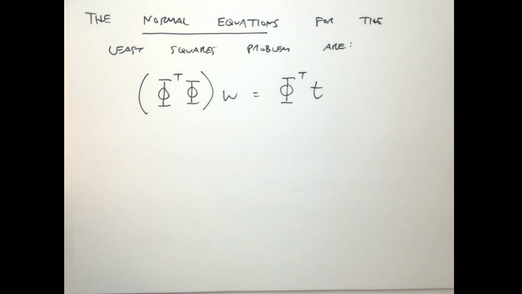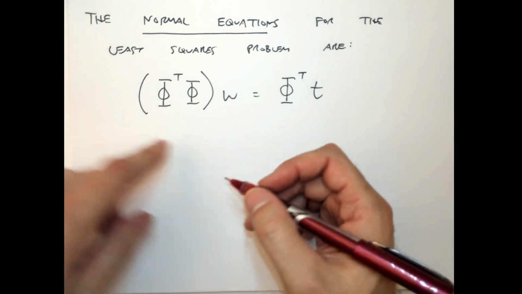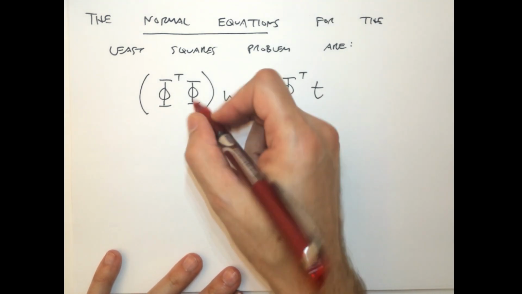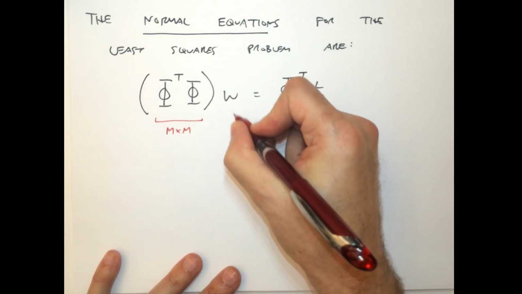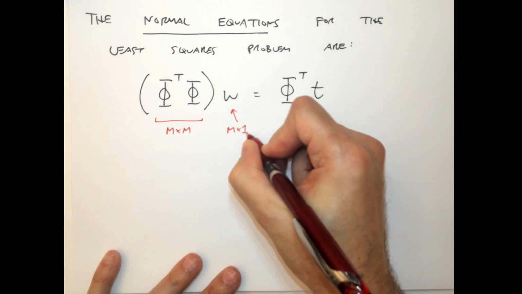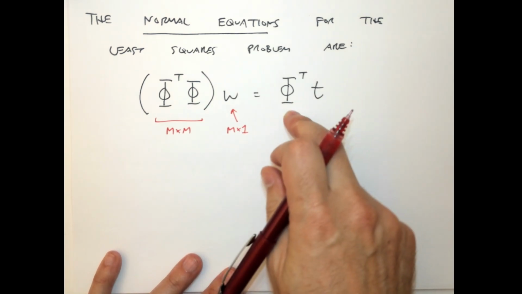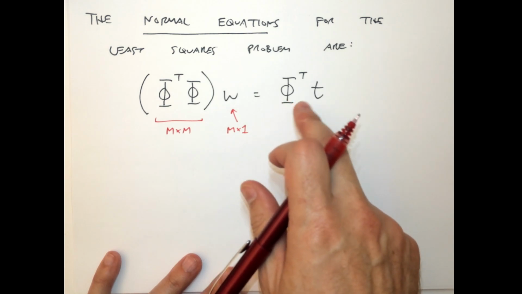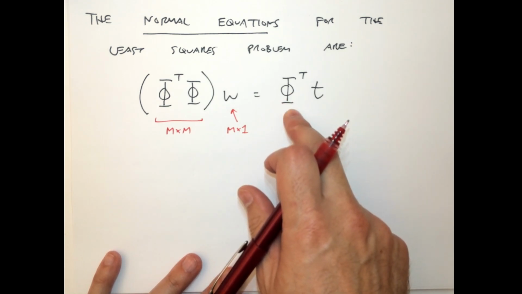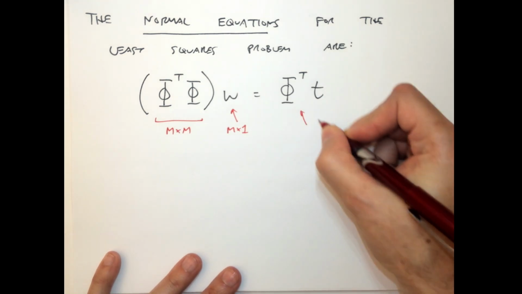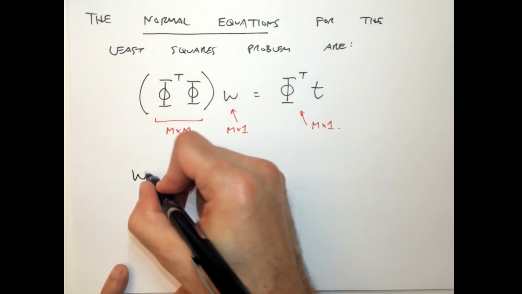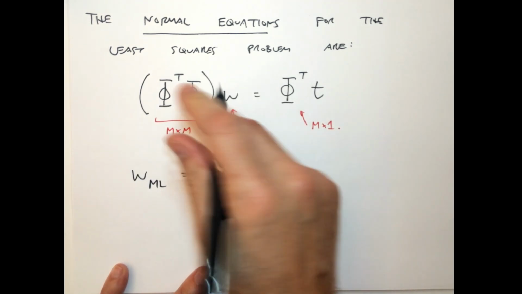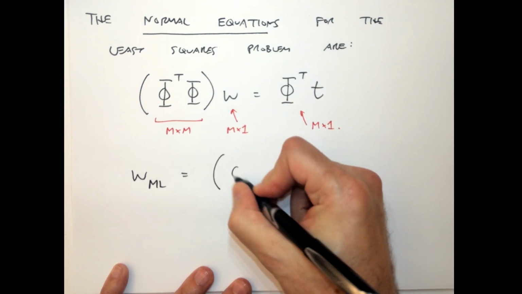times t. So again, let's do a quick dimension check. This phi is n by m, so this whole thing is an m by m matrix. The parameters I want to estimate are an m by 1 vector. The transpose of this is an m by n matrix, and this is an n by 1 vector, so this is also an m by 1 vector. So now what I have is a square system that I can solve. And thus, the maximum likelihood estimate is taking the inverse of this matrix and bringing it over here.